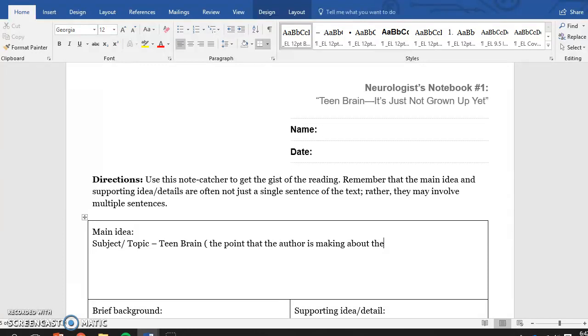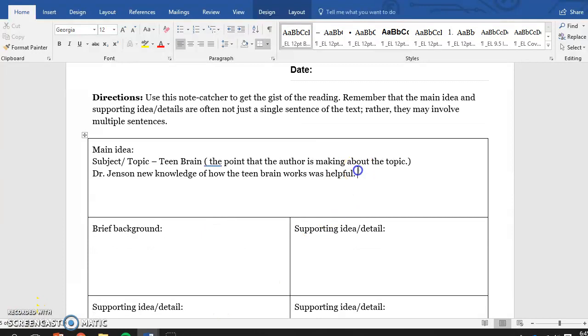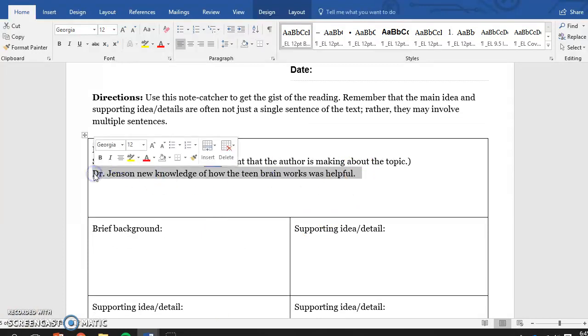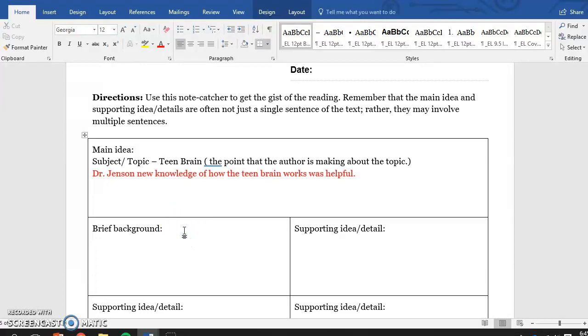All right, so that means that the main idea is knowing how Dr. Jensen's sons' brains work will be helpful. Helpful for her to do what? Understand her kids, right? Yes. So we're going to type that right there. All right, so we typed in our central idea, our main idea of that particular text. So let's go down to brief background knowledge.